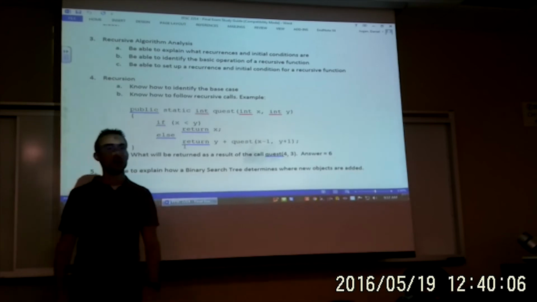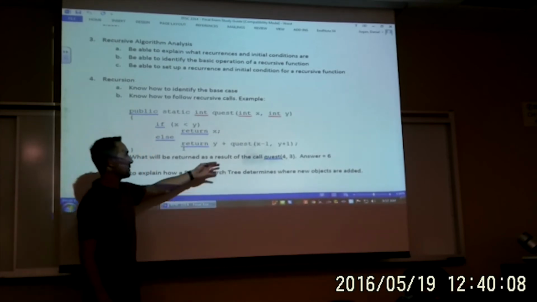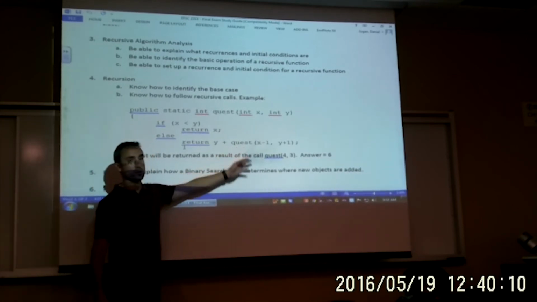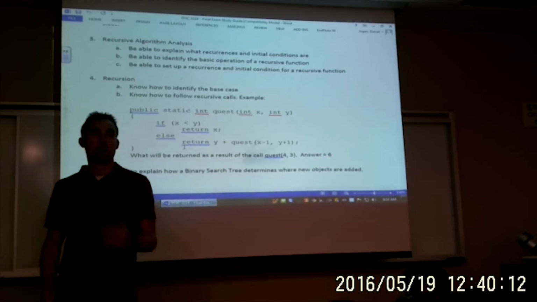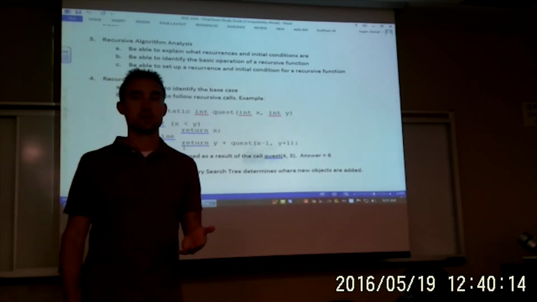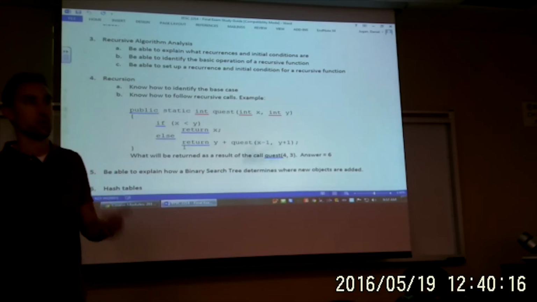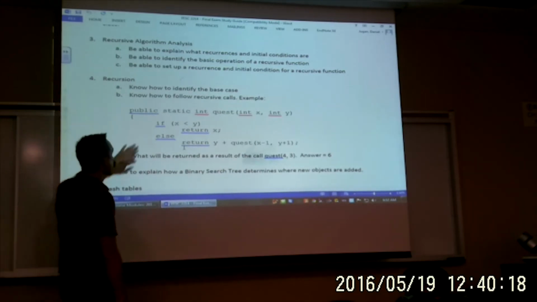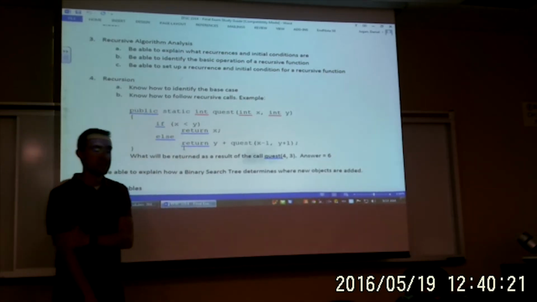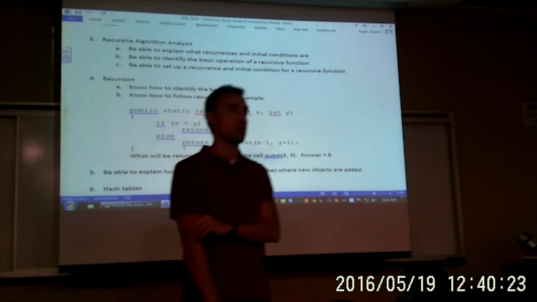The other part is the recursive case. That is obviously the part that contains the recursive calls. Okay? Recursive functions have to have base cases. That's the stopping point. Otherwise, it would go on forever. Okay. Part B says, know how to follow recursive calls.